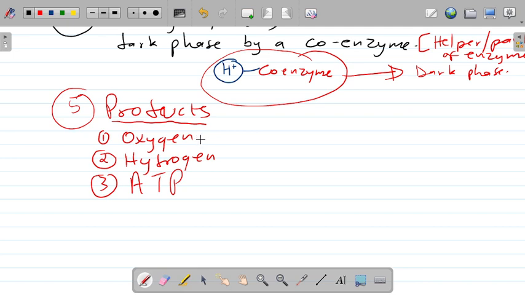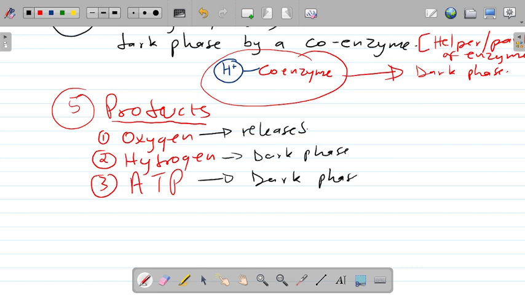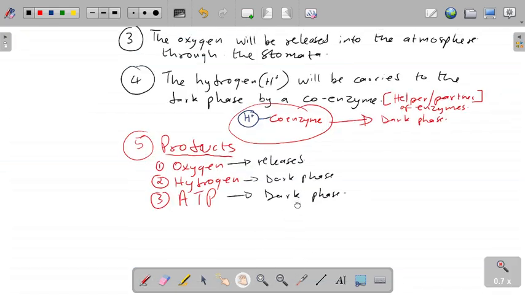And glucose is not a disaccharide, it's a monosaccharide. Hey, you even forgot, guys. Oxygen, where does it go? It's released. These are their fates. Hydrogen, dark phase. ATP, dark phase. Are you with me? So this is basically what happens.